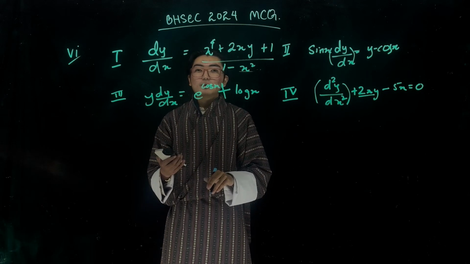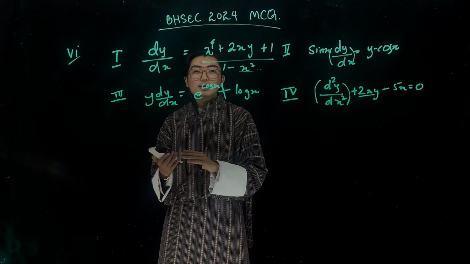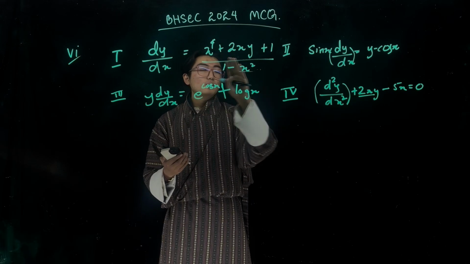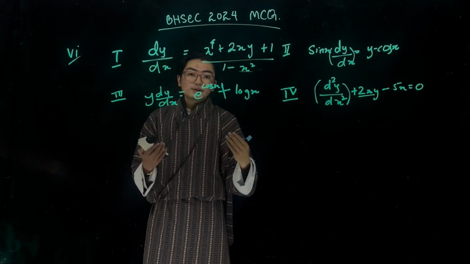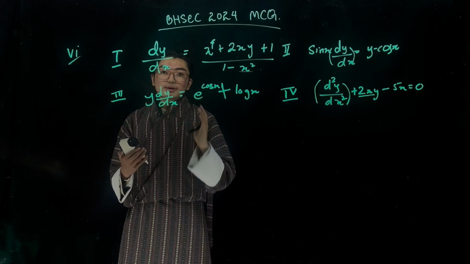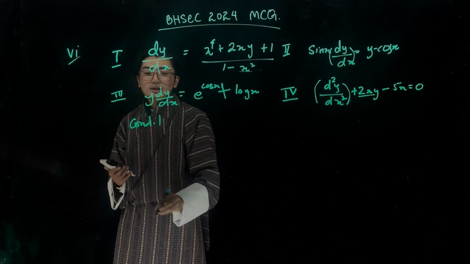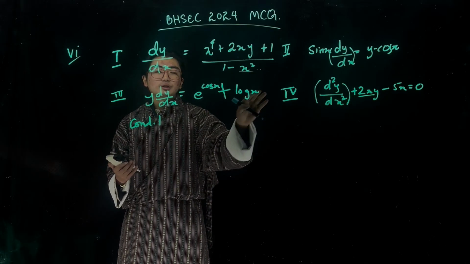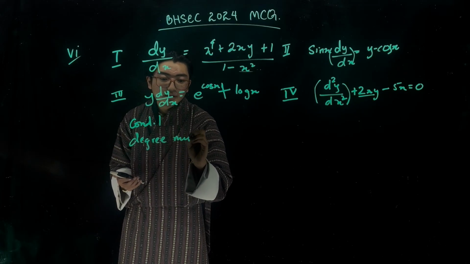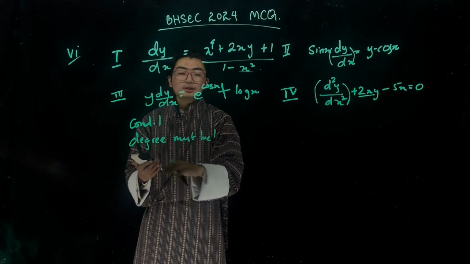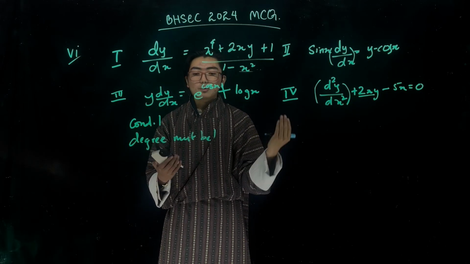Now let's look at question number 6 of the Big C 2024 MCQ. Now this question asks us to find which of the following differential equations are linear. For a differential equation to be linear, the equation must adhere to three conditions. Condition 1 is that the degree of the equation must be 1. Degree is basically the exponent of the highest order derivative in that equation.